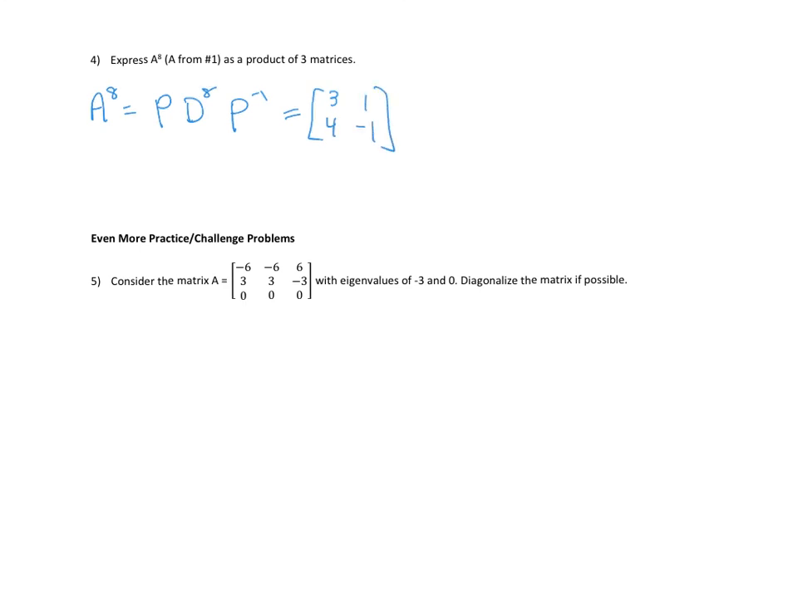Okay, and then D to the 8th, the way you raise a diagonal matrix to a power is that you can just raise each entry to the power. So this would be 5 to the 8th, -2 to the 8th, 0, 0. And then P inverse, which I'm not going to bother finding, but these are the 3 matrices that you would multiply together to get A to the 8th.